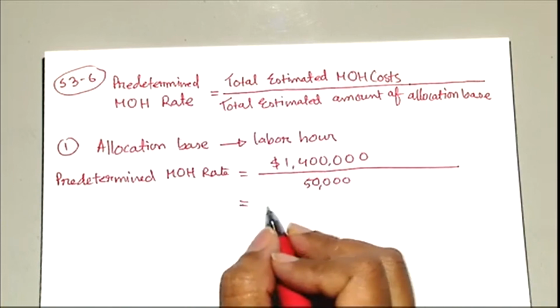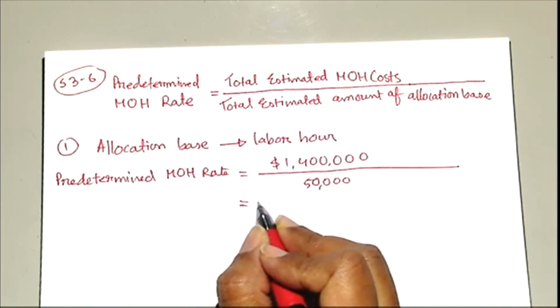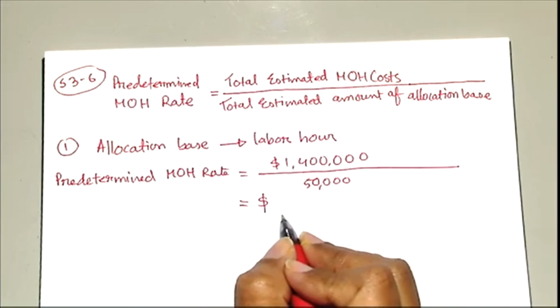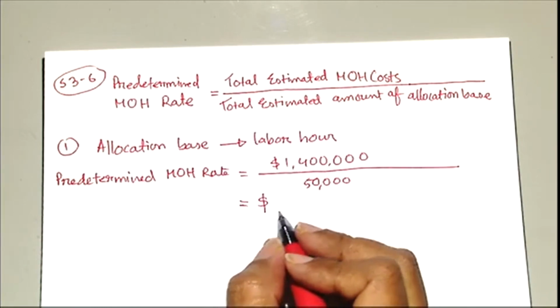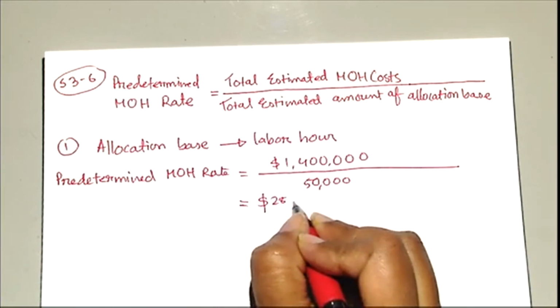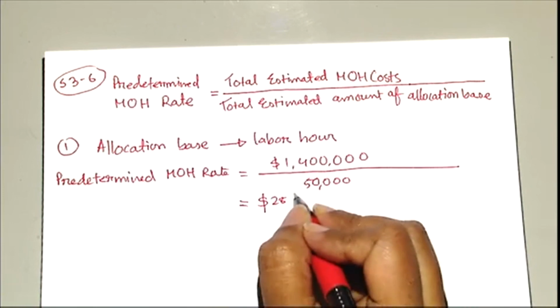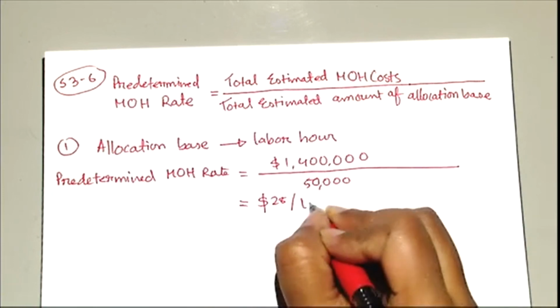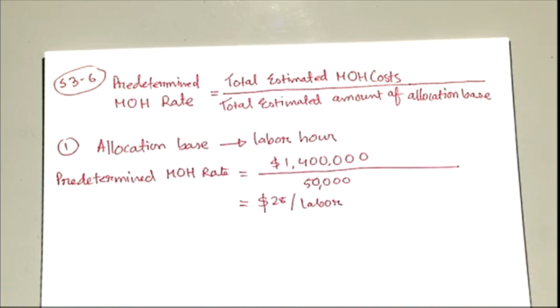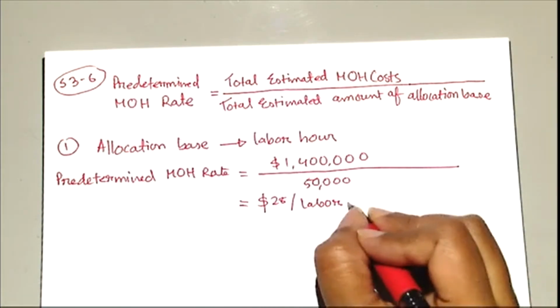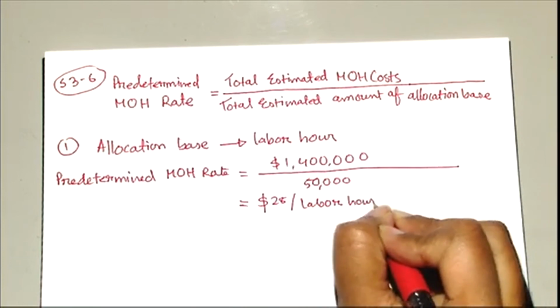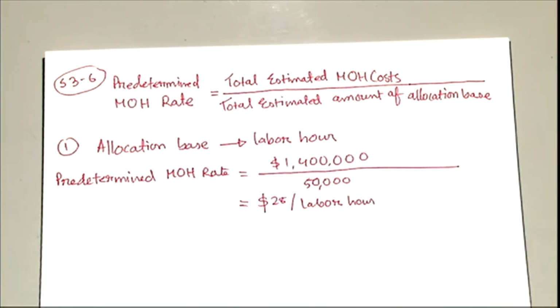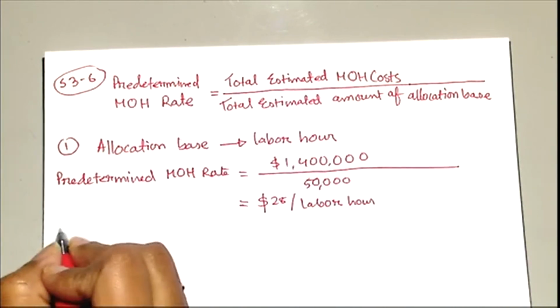So your manufacturing overhead rate based on labor hour is how much? You got 28? Yeah. Okay, good. I think everyone got 28, right? Very good. So $28 per labor hour. That means if your labor worked for 1 hour, your overhead allocation will be 28 bucks. Very good. So this is our predetermined manufacturing overhead rate based on labor hour.